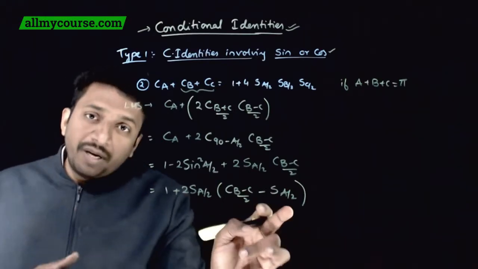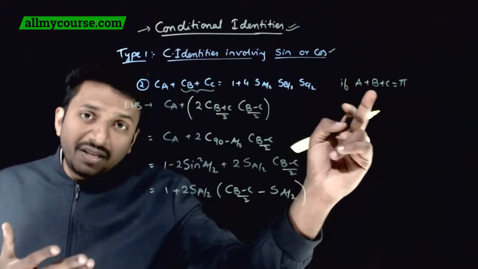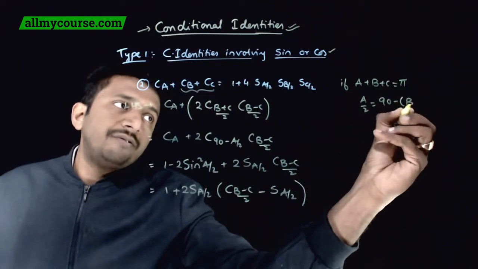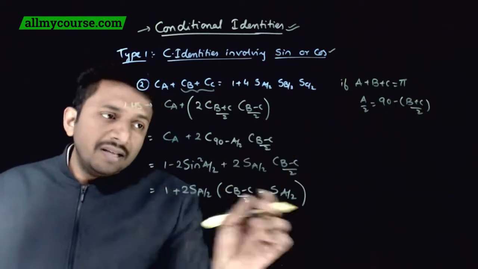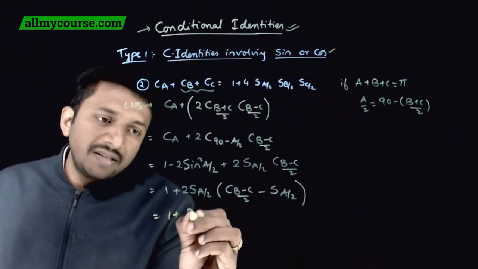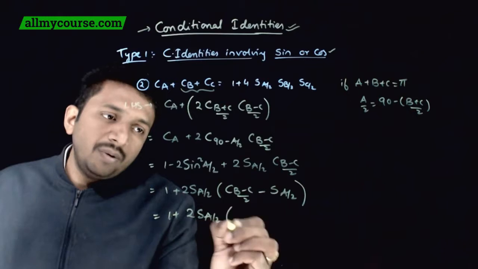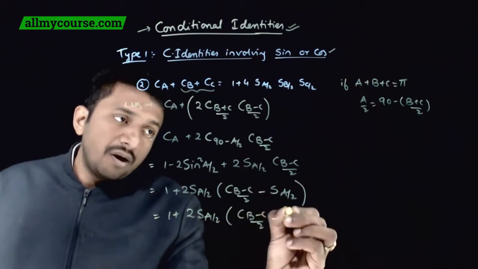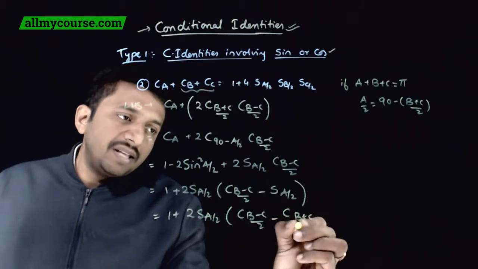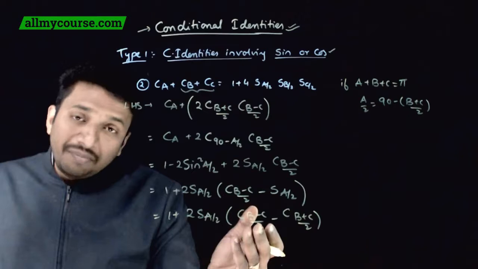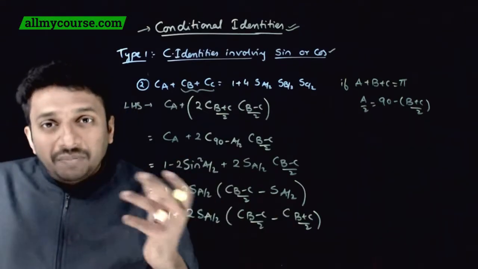Again, sine of A by 2 can be written as, because A plus B plus C is 180, A by 2 can be written as 90 minus (B plus C) by 2, right? So sine A by 2 will be cos of (B plus C) by 2. That is equal to 1 plus 2 sine A by 2 times cos((B minus C) by 2) minus cos((B plus C) by 2).